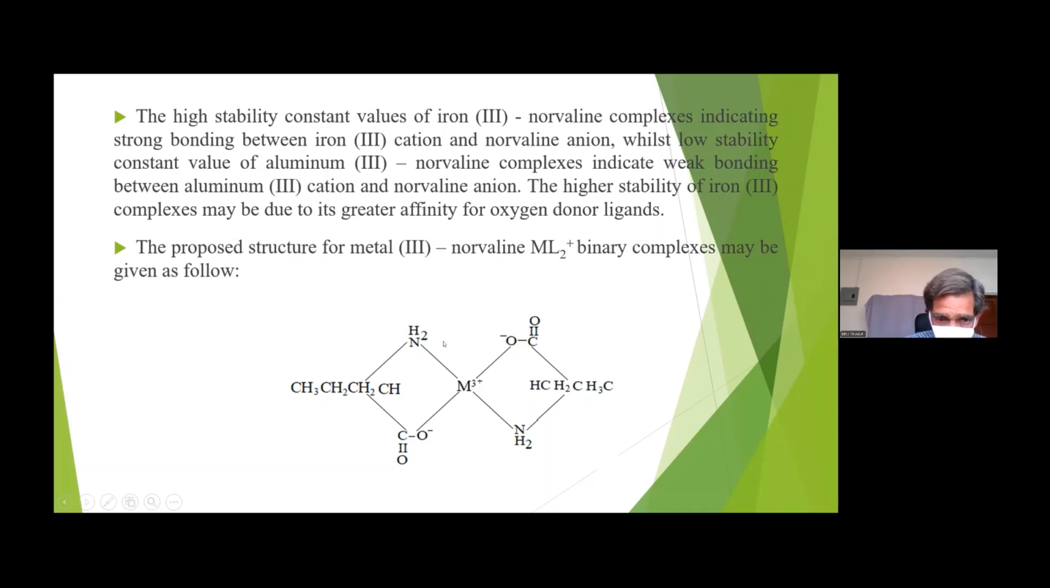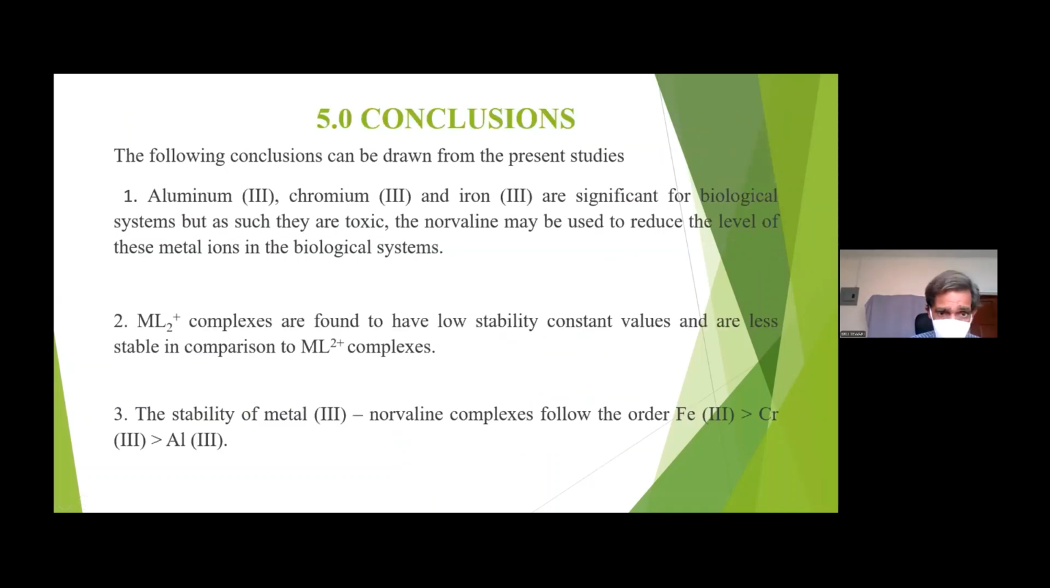Now, to conclude. The following conclusions can be drawn from the present study. Number 1, aluminum(III), chromium(III), and iron(III) are significant for biological systems. As such, they are toxic. Norvaline can be used to reduce the level of these metal ions in the biological system. Second, ML2 complexes are found to have low stability constant values and are less stable in comparison to the binary complexes.